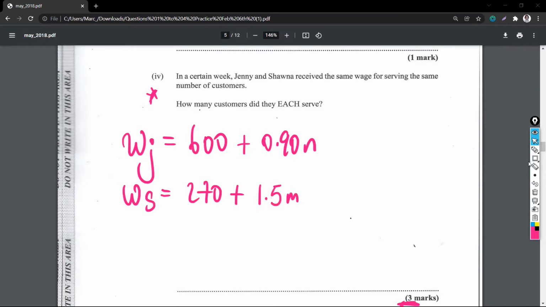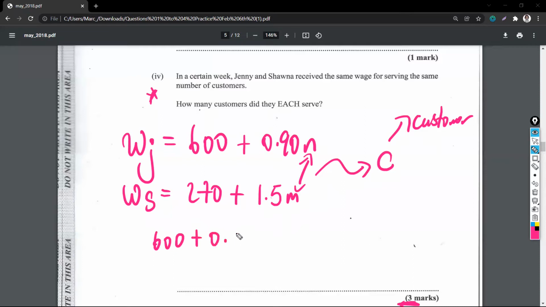So what we're going to do, guys, is we're going to change this N and M to a C. C meaning customer, right? You can change it to anything you want, guys, but I'm going to change it to customer. And I'm going to say 600 plus 0.90C is equal to 270 plus 1.5C.